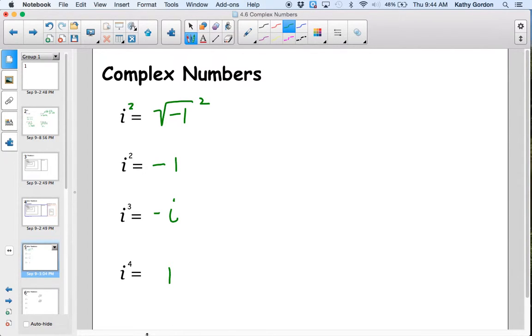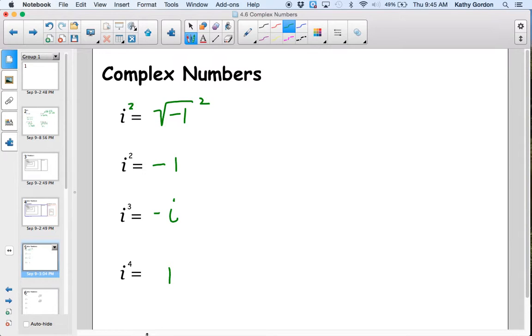So what then is i to the 5th equal to? The square root of negative 1. It just goes back to i. And then i to the 6th, negative 1, and i to the 7th, and i to the 8th, and i to the 9th, and it just keeps cycling through these 4 possible answers.